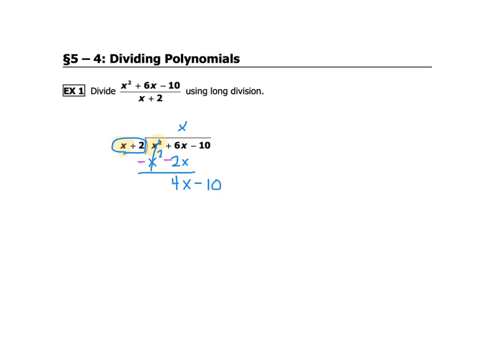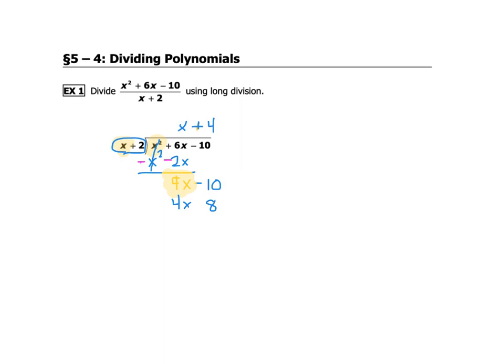Now, at this point, what I want to look at is that same x, and this time the 4x. I want to ask myself, what do I need to multiply that x by to get 4x? And the answer clearly would be 4. So I'm going to write plus 4 up here at the top. Now I'm going to take that 4 and multiply it by the x plus 2 using distribution. So 4 times x is going to give me 4x, and 4 times 2 is going to give me 8.